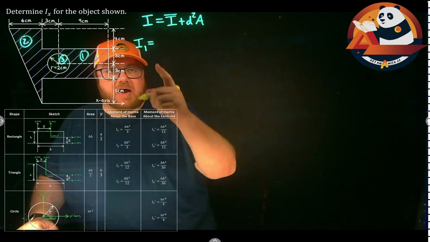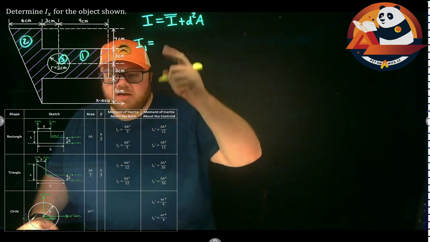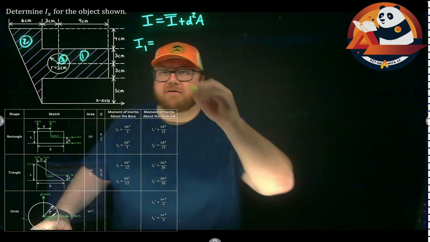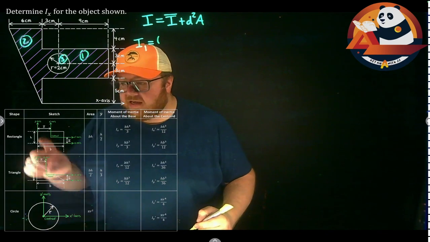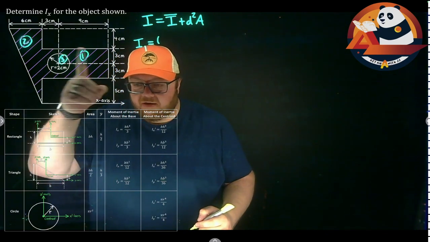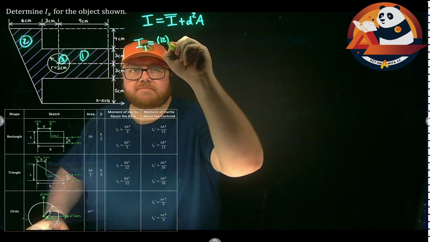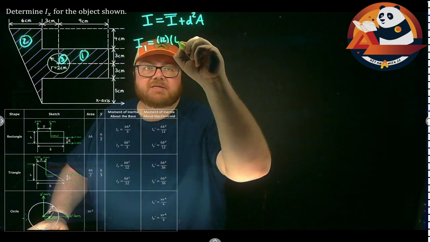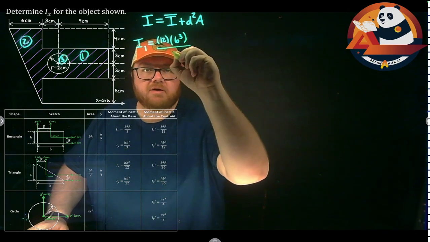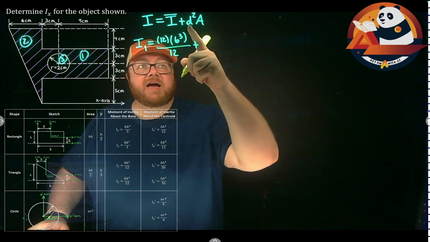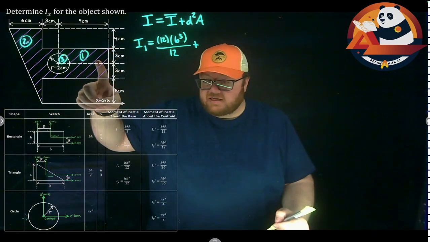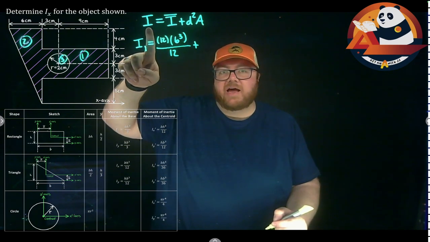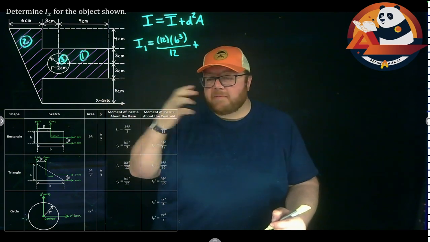I'm going to say my I1 is my moment of inertia about the centroid of shape 1. Well, that would be base times height cubed over 12. My base of that shape is, we're given 3 plus 9, so 12. The height of this, 6. Base times height cubed over 12. Then we have to add in our distance between the centroid of shape 1 and our x-axis, our centroid of the object and the axis of interest, squared and multiplied by the area.